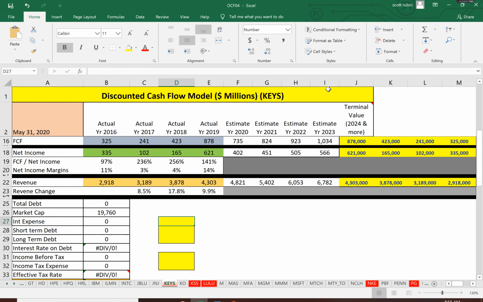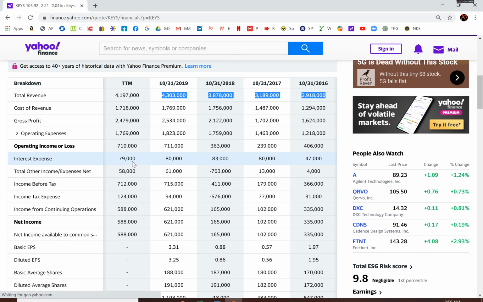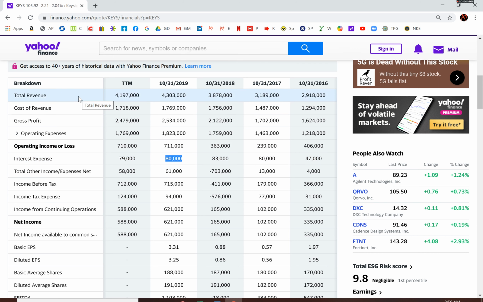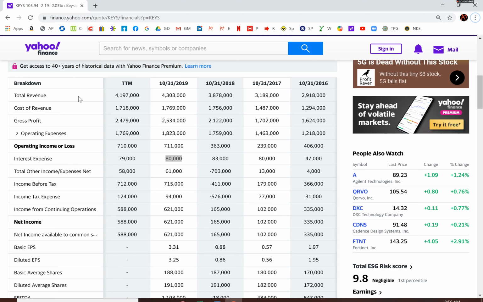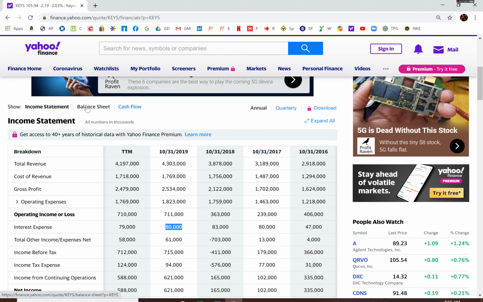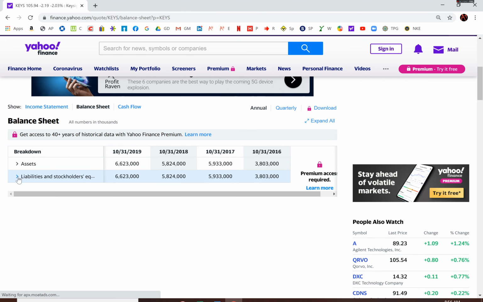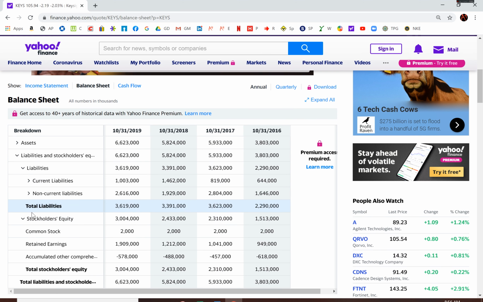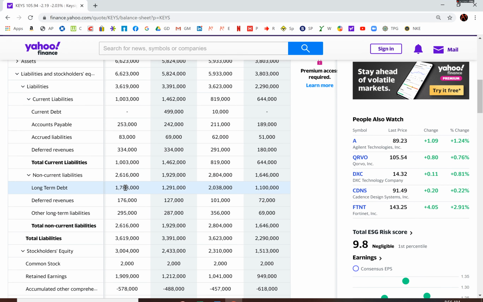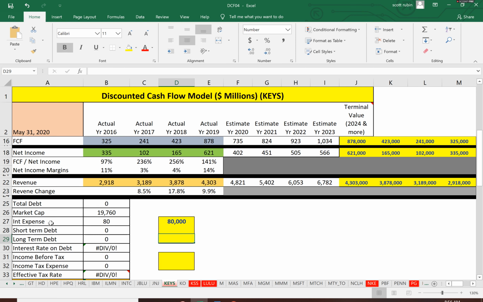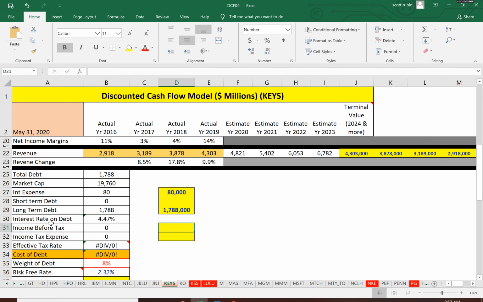Now we need to look at the capital structure of this company and figure out the discount rate we need to apply to the future cash flows. So the interest expense is the interest they pay on the debt. That's on the income statement. That's $80 million. And now we need to look at a balance sheet to see how much debt they have. No current debt, long-term debt of 1.8 billion. So that's debt due beyond 1 year. They pay 4.47% interest on their debt.